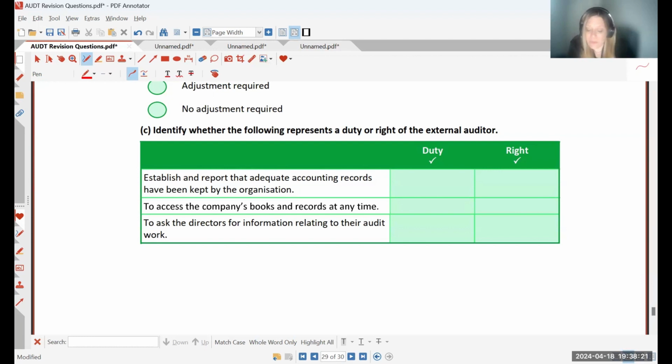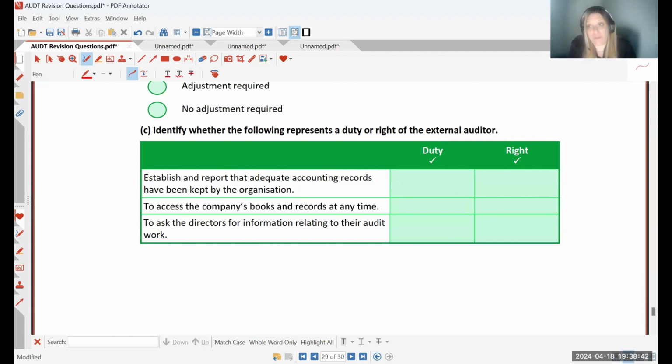And lastly, to ask the directors for information relating to their audit work. Again, we've discussed this a lot, haven't we? This is our inquiry. We have a right to do this. We can speak to directors. We can ask them questions. We don't have a duty to do it, it's not a must. It's a right. We have the right to do it.